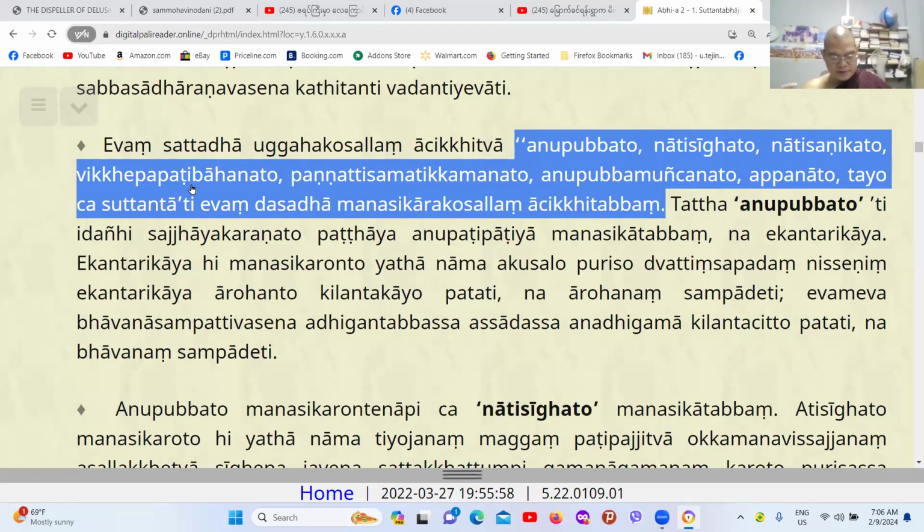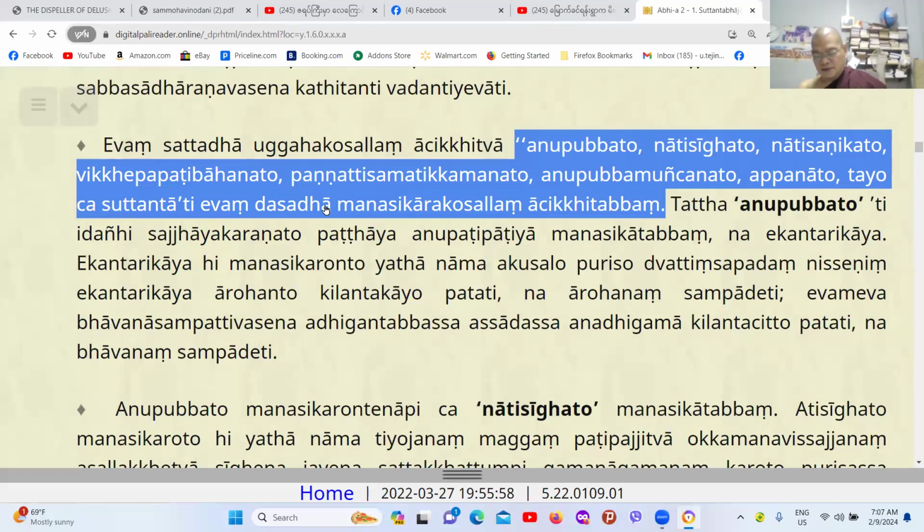So he should be taught. He should be told, achakitaban. Dasada manasikara kosala. Manasikara, bring it to mind; kosala, capable. Seven kinds of case, bring it to mind. No, not seven, ten. Ten here, dasada manasikara kosala. Ten kinds of case, bring it to mind. So these ten kinds also should be taught to the meditator, to the beginner.